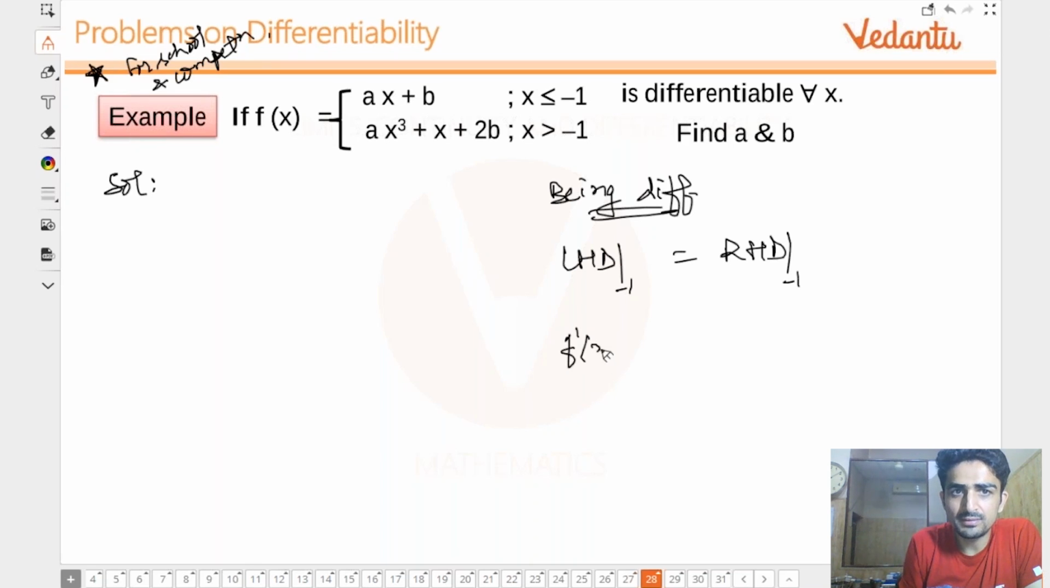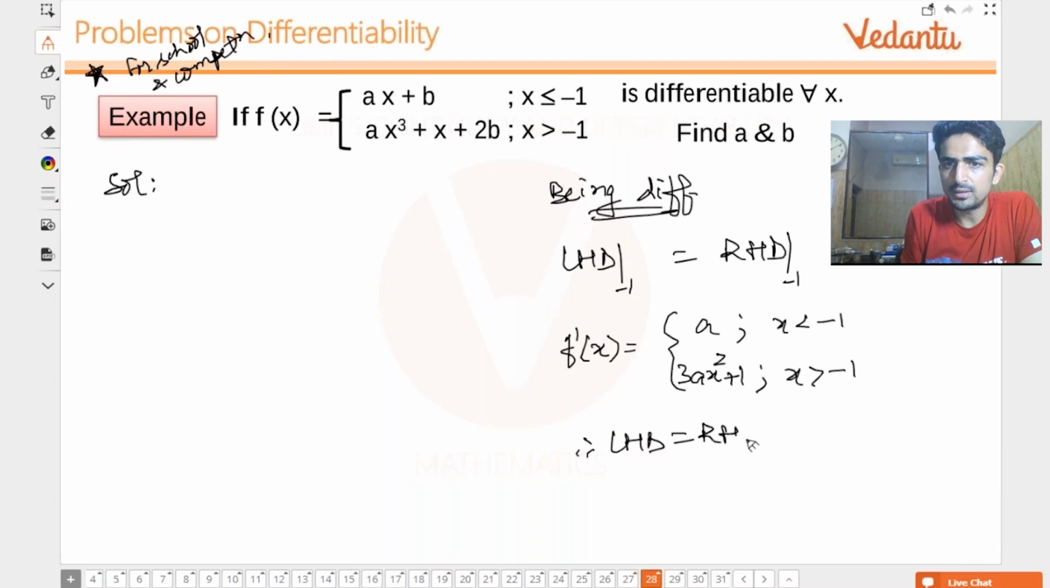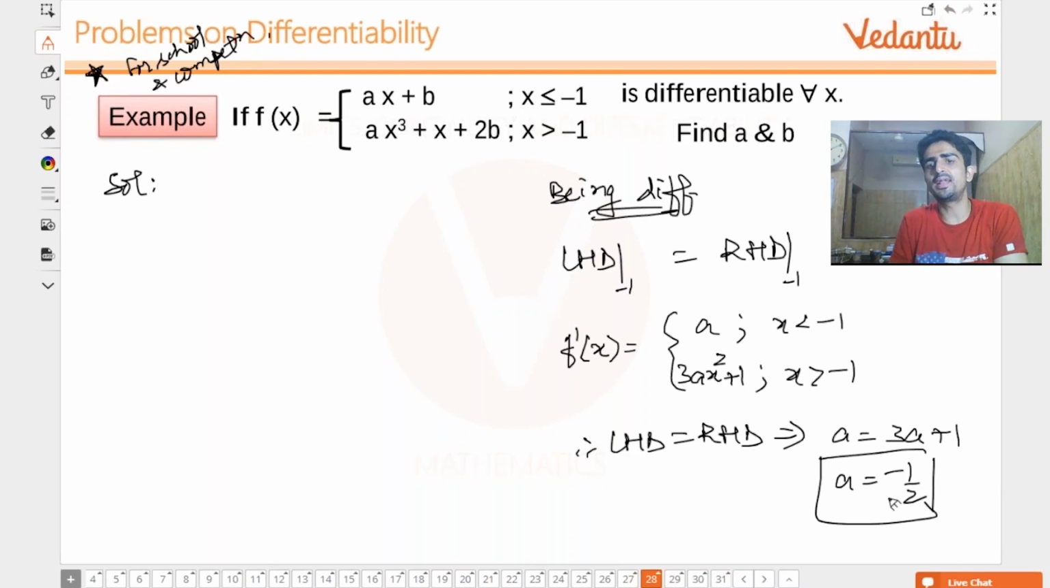So f dash x is a for x less than minus 1, and 3ax square plus 1 for x greater than minus 1. Therefore, LHD equal to RHD implies a equal to 3a plus 1. So a equal to minus half. Anybody having doubt in this thing? We just equated LHD with RHD and nothing else. You understand this much?